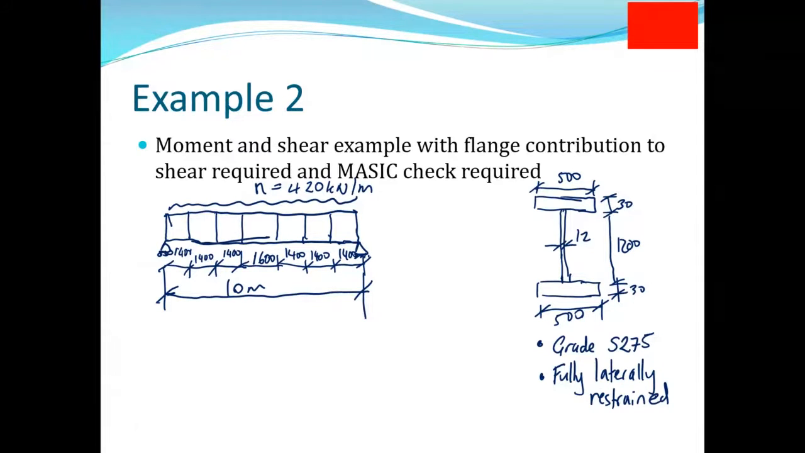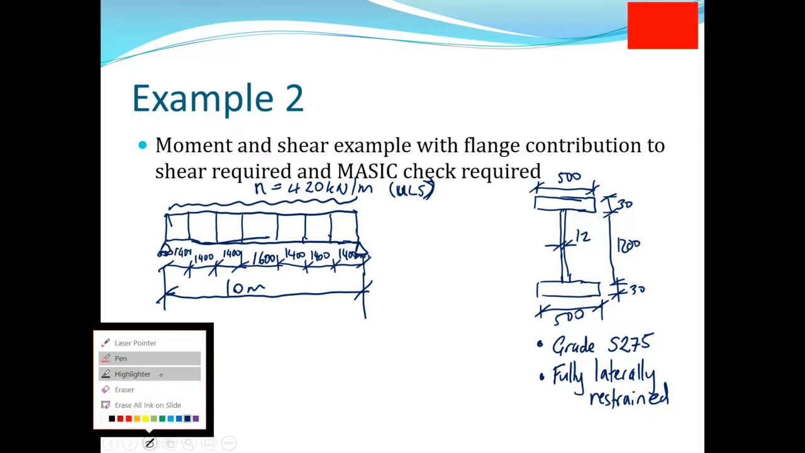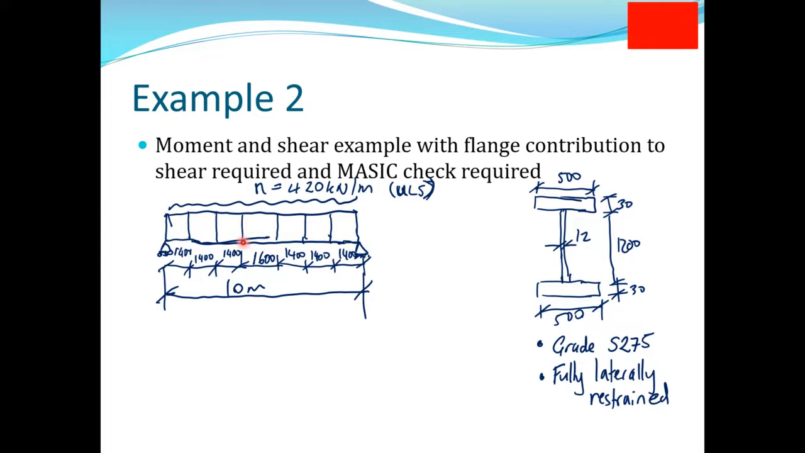So we now have a load of 420 kilonewtons per meter. That's ultimate limit state, so it's fully factored up, 1.35 dead plus 1.5 times imposed load. But in this example, we have the intermediate stiffeners at further distance apart. So we have them at 1400 apart, and in the center, the stiffeners are 1600 apart, and then 1400, 1400, 1400. Whereas in example 1, we had those stiffeners at 1250 apart.